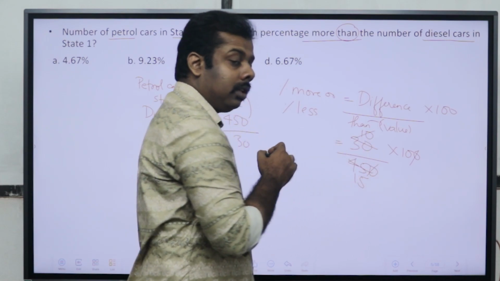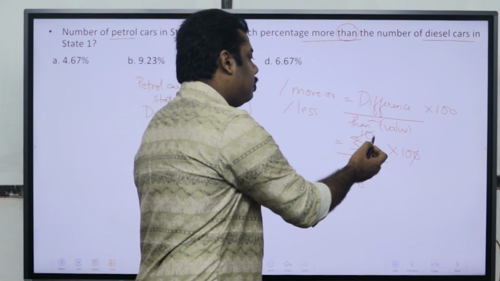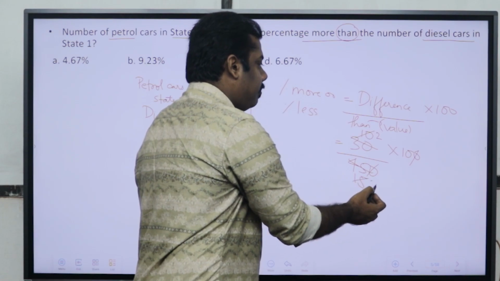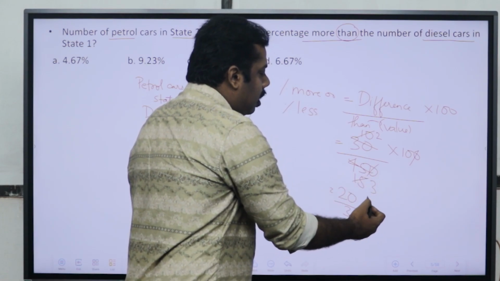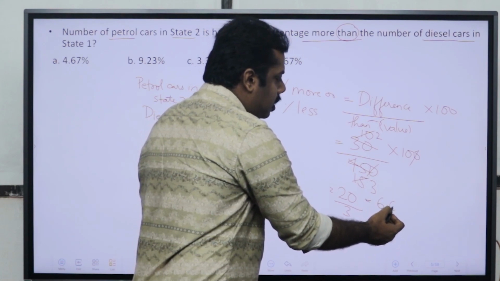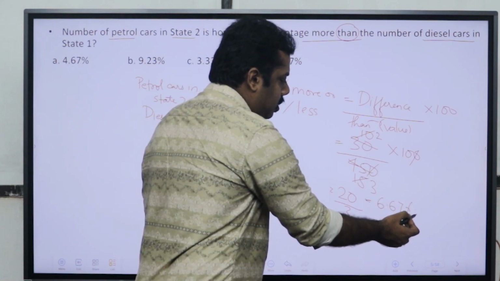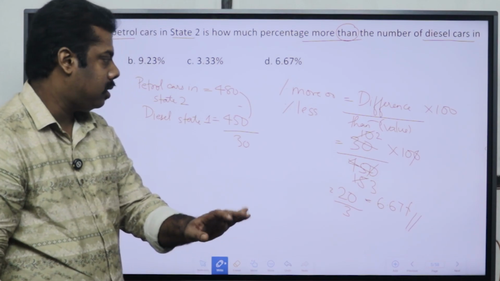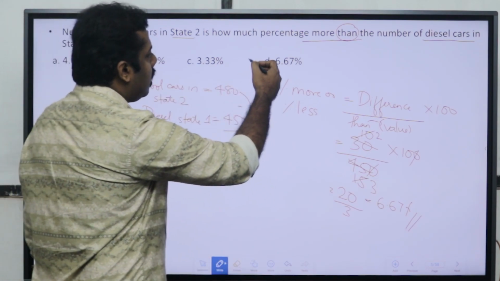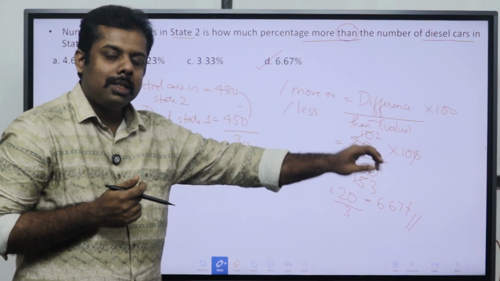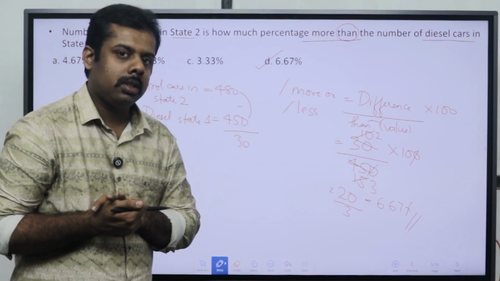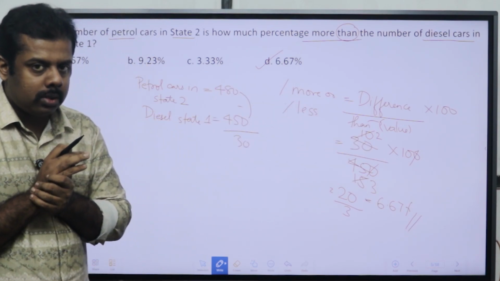Now cancelling it with 5. So it will come 2 times and 3 times. So basically the data here is what you're getting is 20 by 3. 20 by 3 as we know is 6.67. So 6.67 it will come. So it is there in the option, so we can mark our answer here as option D, that is 6.67 percentage. So I hope that you got this question as well.